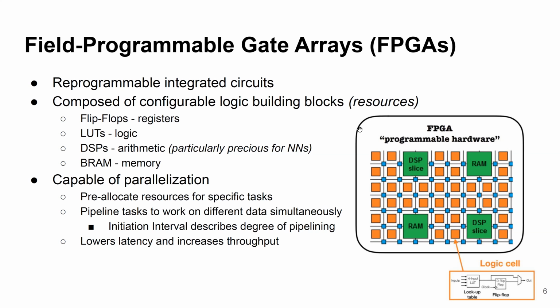neural networks. FPGAs are capable of drastic parallelization, so you can pre-allocate resources for specific tasks, and then you can pipeline the tasks so you're working on different data simultaneously. An initiation interval, as you'll see later, is a parameter that describes the degree of pipelining, so you can control how much you're pipelining those tasks. So this parallelization will lower latency and increase throughput.